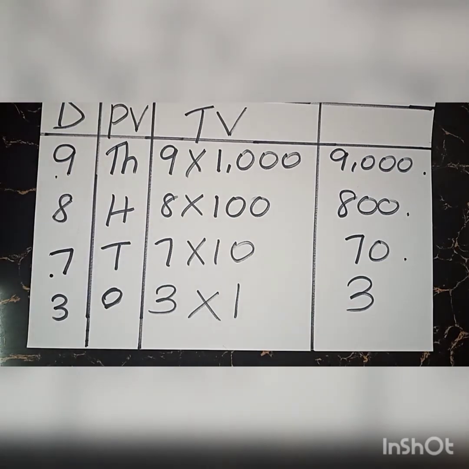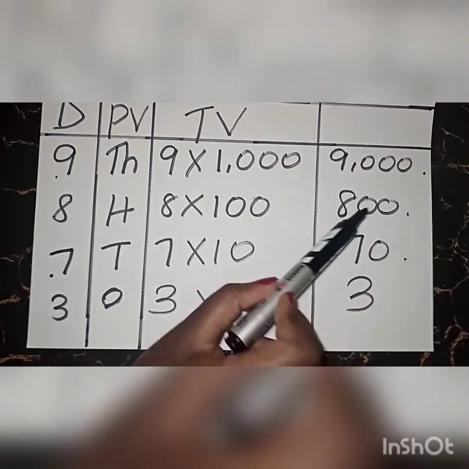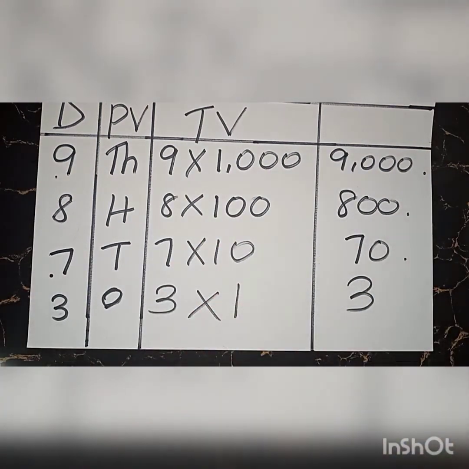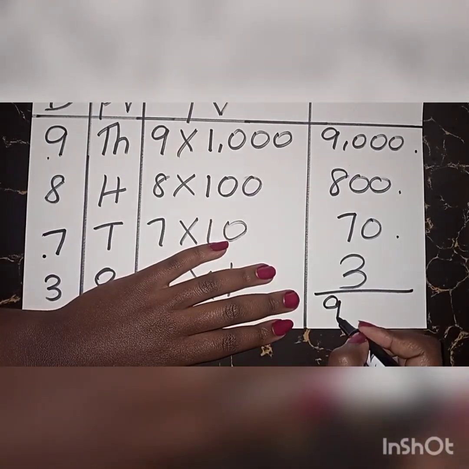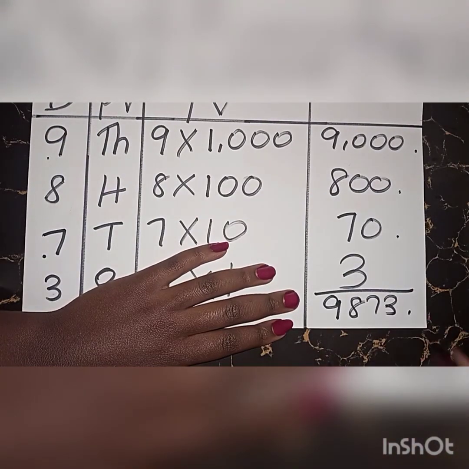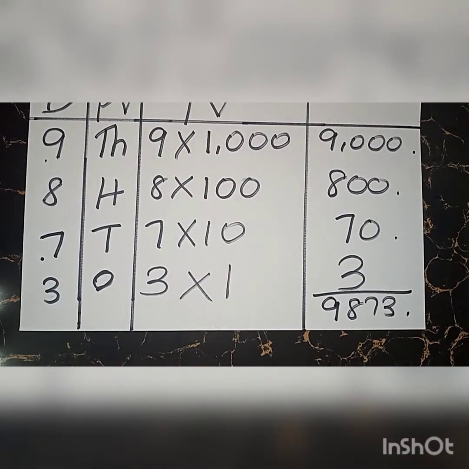Okay, are we together? And when we add all the total values together, we are supposed to come up with the original number. Okay, when you add 9,000 plus 800 plus 70 plus 3, you're supposed to come up with the original number. Are we together? Okay, and that will be it for the total value.